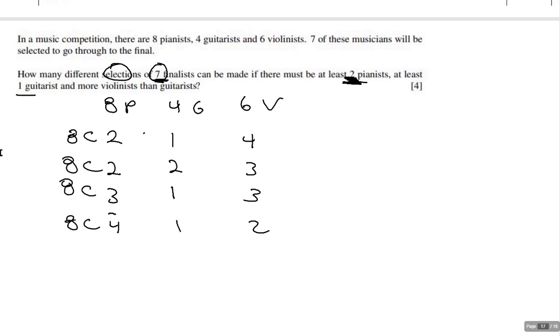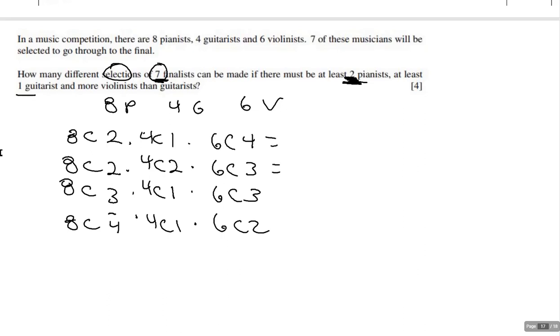I had 4 choose, 4 choose, 4 choose, 4 choose. And then I had 6. I'm going to get a number here, and here, and here, and here. And what's the total number of ways? I'm going to add them all up. Right?